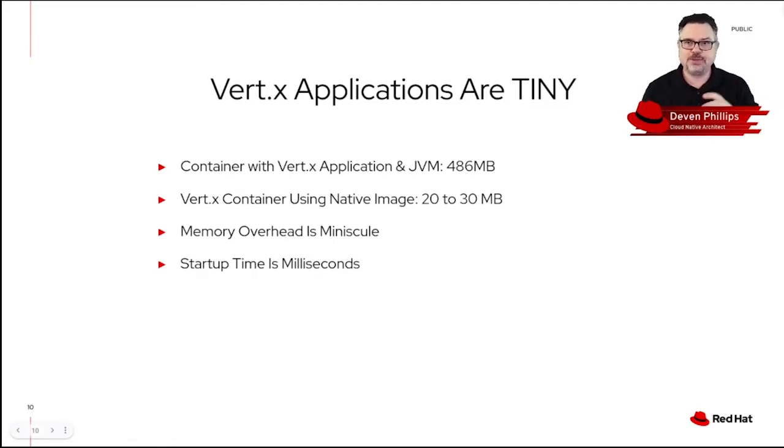If you compile using GraalVM and native image, that can get down to 20 or 30 megabytes of container size, which is helpful, but not the biggest deal because the size of the container image isn't really that big of an issue. What really matters is that they have extremely low memory overhead and they have very fast startup times so that you can scale up and down so that you're not using resources when they're not necessary.